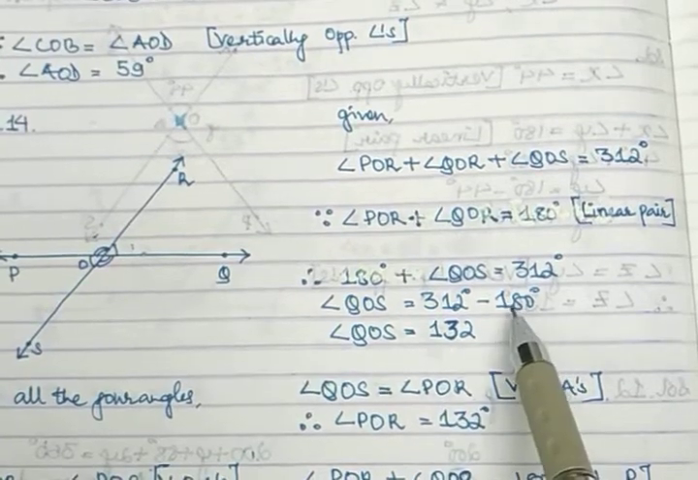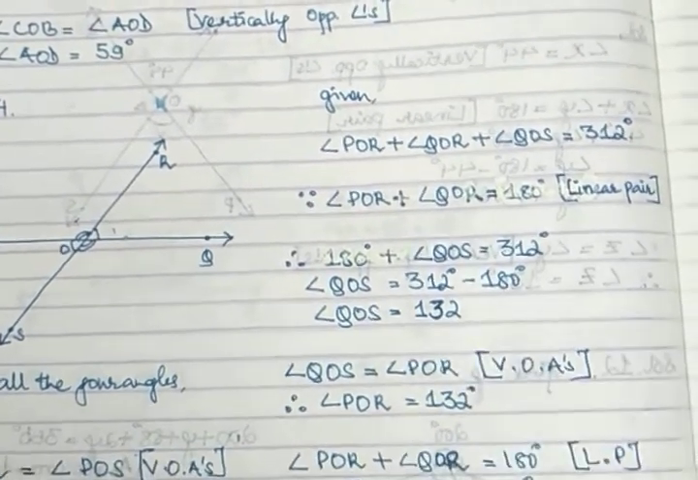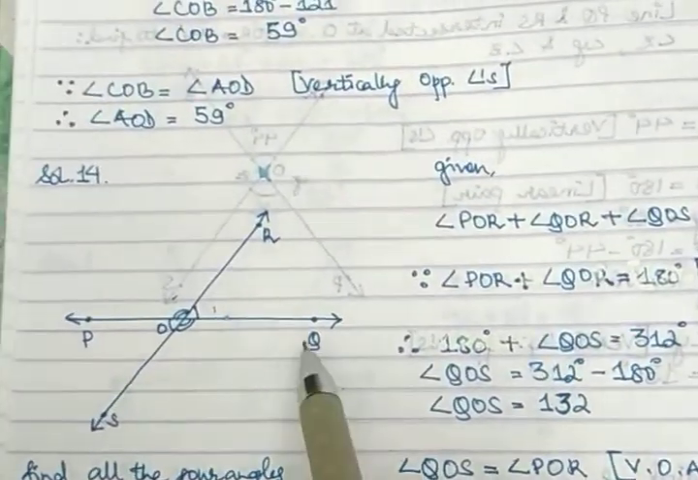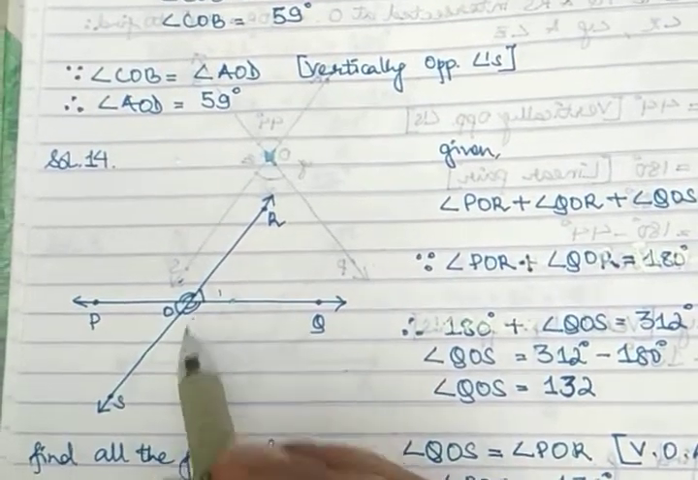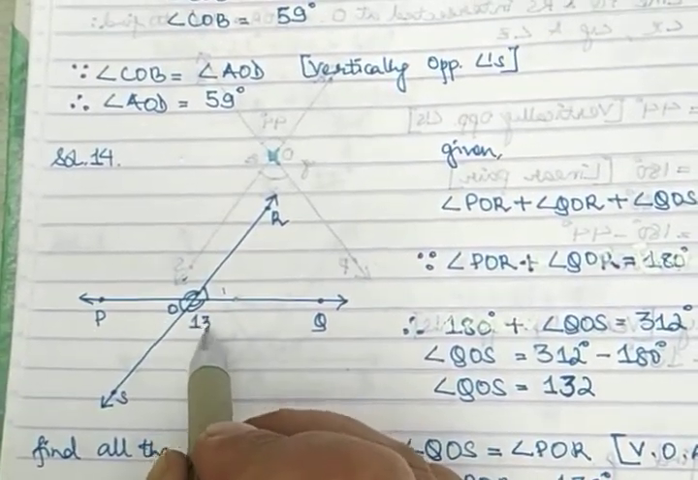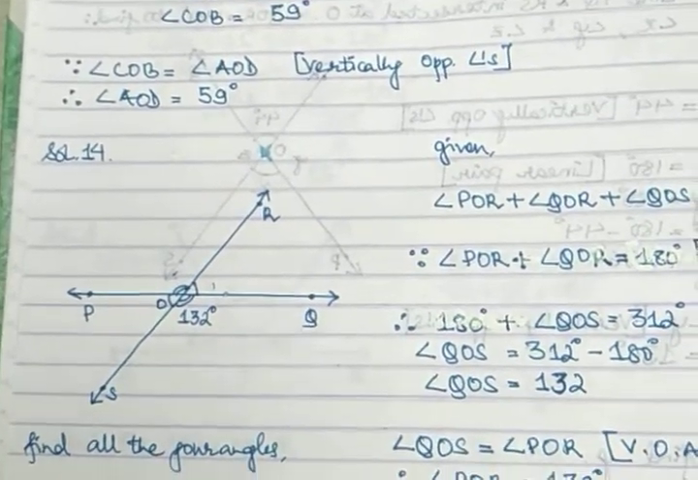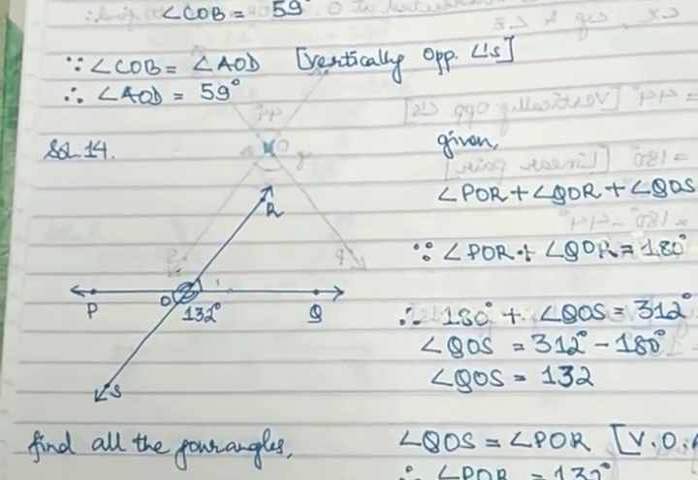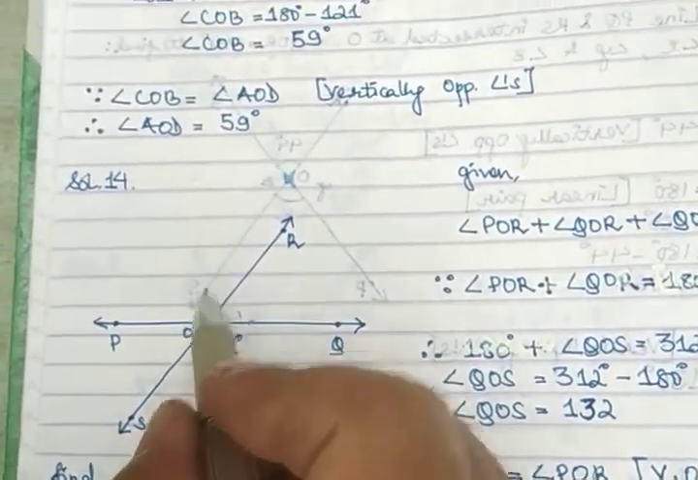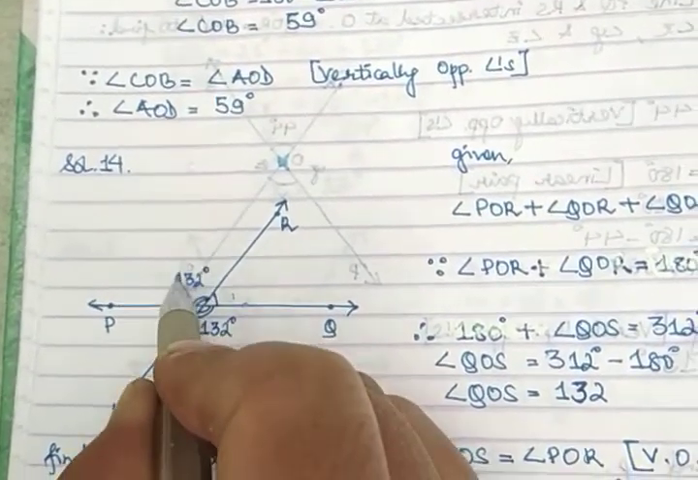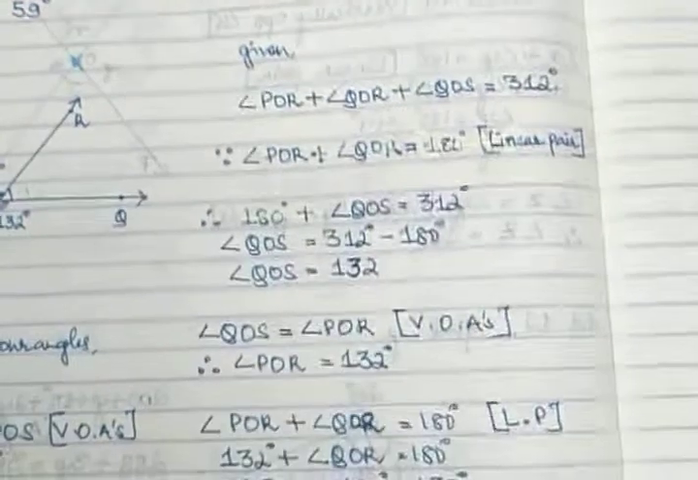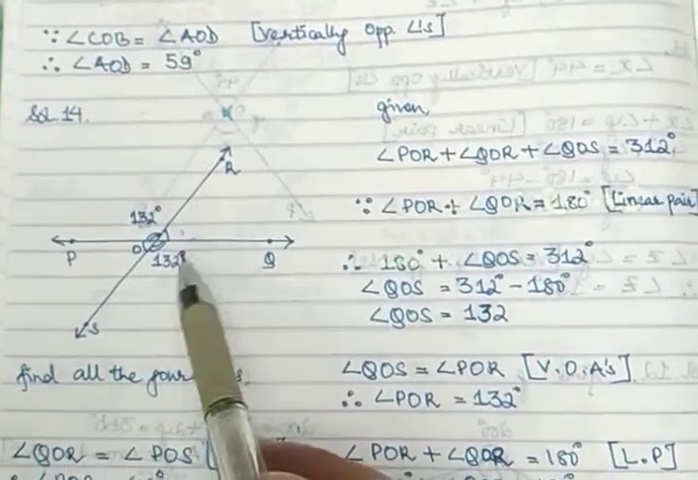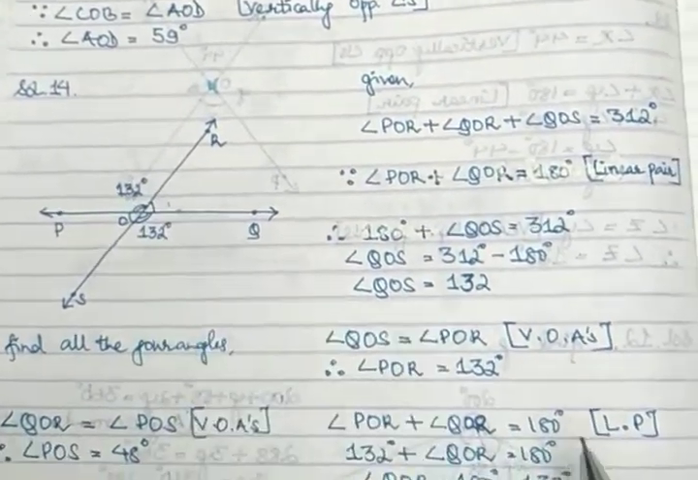So 312 degrees minus 180 degrees will give us 132 degrees. Now which angle did we get? We got QOS. Remember, QOS is this angle. We got this angle as 132 degrees. Now what can we predict? Simply, angle POR is also equal to 132 degrees, isn't it? Why so? Because of vertically opposite angles. That is what I have written here: angle QOS equals angle POR, that is 132 degrees.